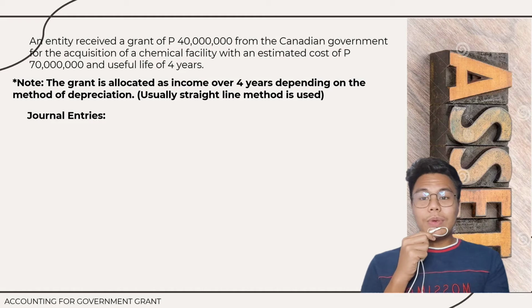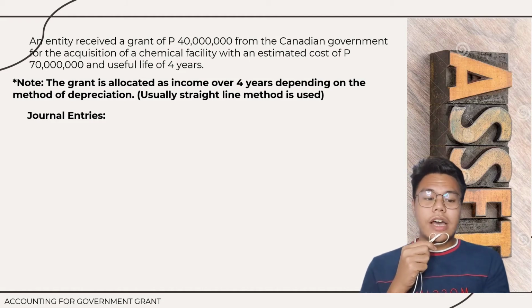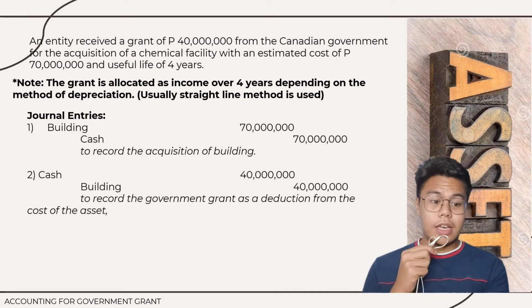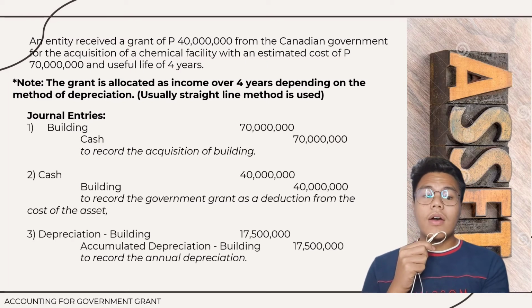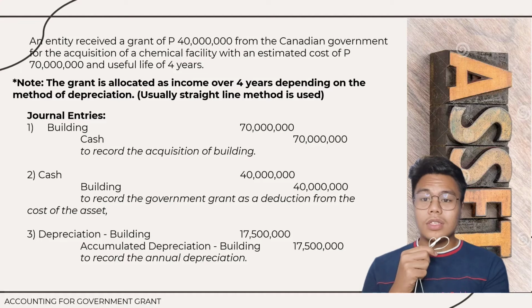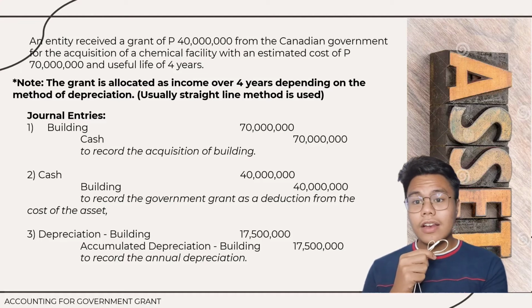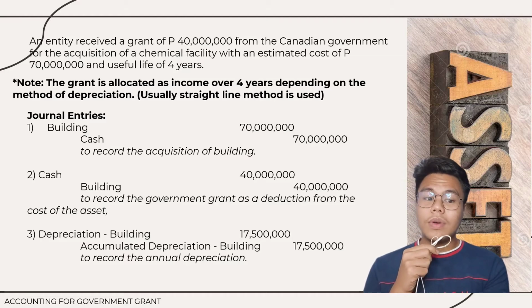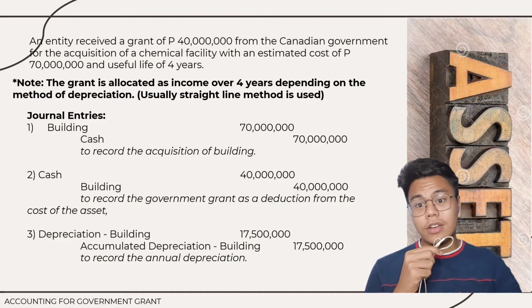And so we will generalize the transaction here. First, we would debit building and then credit cash, 70 million pesos as acquired there. Now, what we would do is to recognize the grant income through the asset approach. So what we will do is just reduce the value of an asset according to the grant itself. So we have the following transaction here.